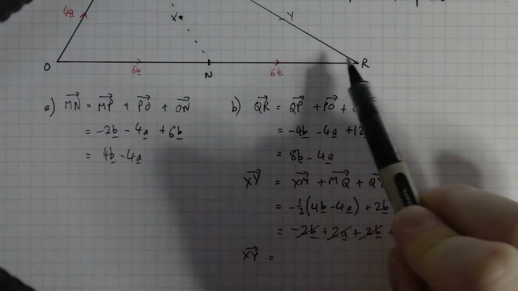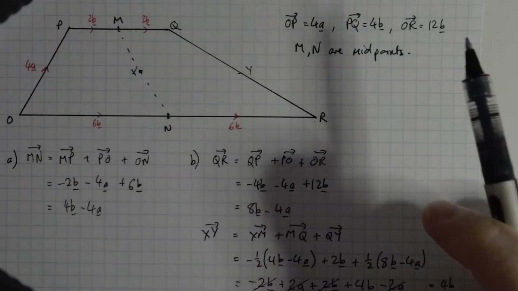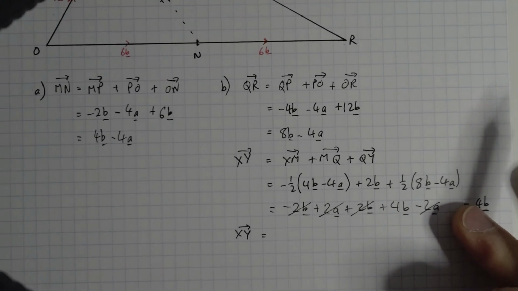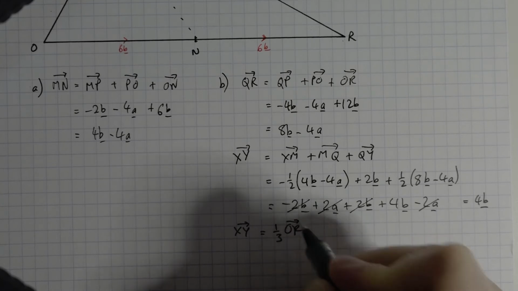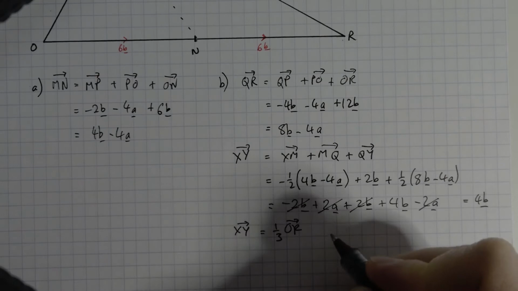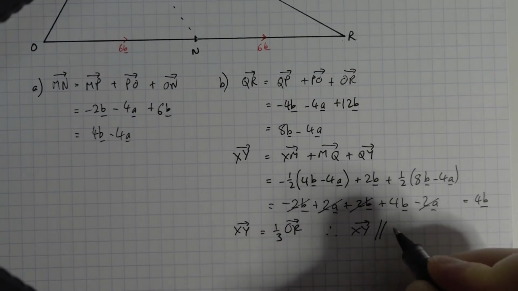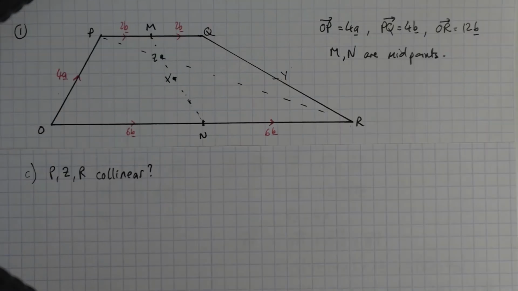Remember, OR is given, it's actually up here, isn't it? So it's gone off the edge of the page. OR is given up here as 12B. So what I've established then with this particular set of workings is that XY is only 1/3 of that. I've been able to write one vector as a multiple of another vector, and therefore I've got that XY is parallel to OR. And I'm done.